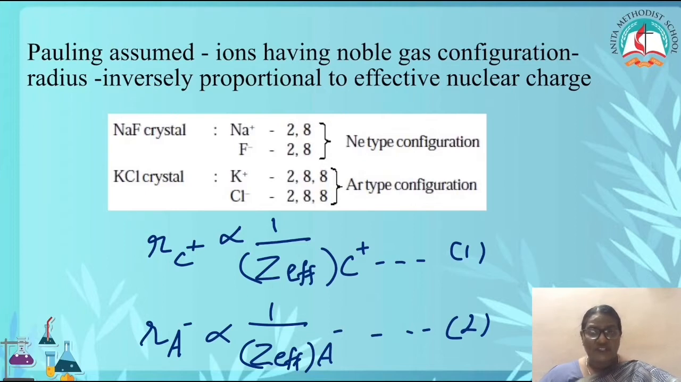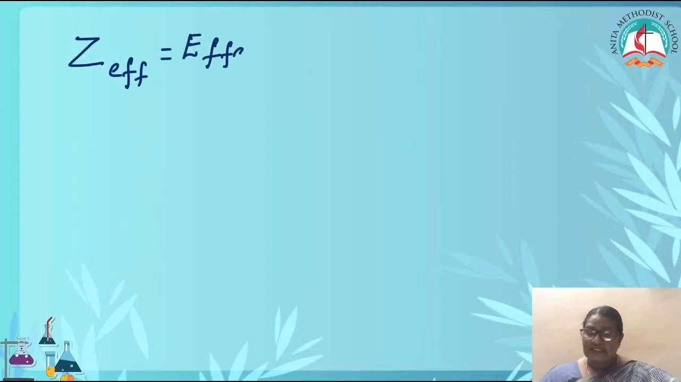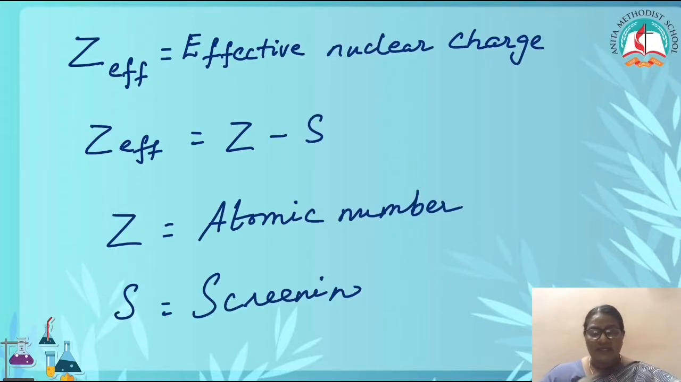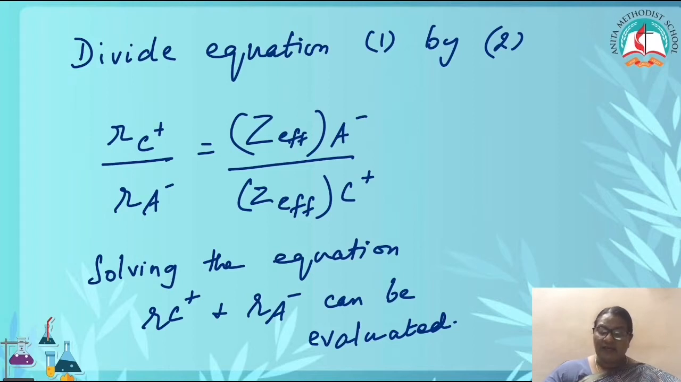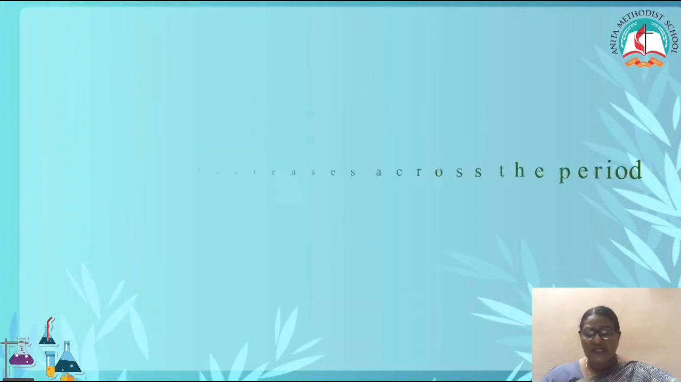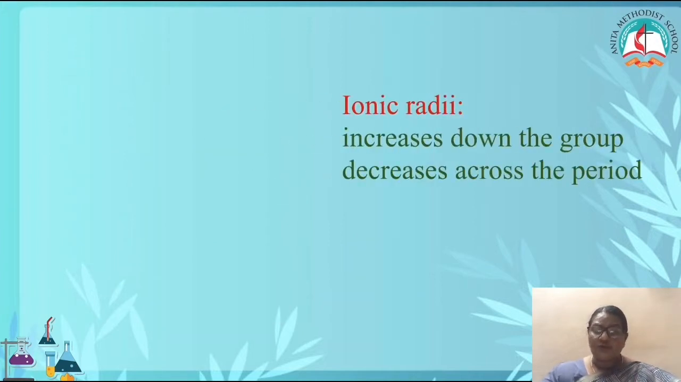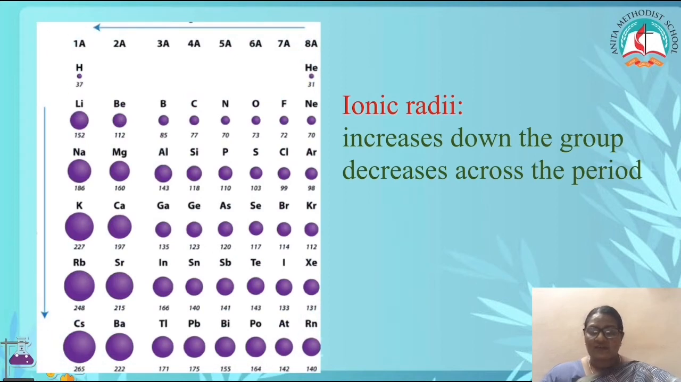This effective nuclear charge Zeff is given by the formula Z minus S, where Z is the atomic number and S is the screening constant. Now dividing equation 1 by 2, we get Rc+ by Ra- is equal to Zeff of A- by Zeff of C+. If any three quantities are known, we can calculate the unknown radius of any ion. Now this ionic radius is also a periodic property. As you can see, when we go down the group, it increases and decreases across the period.